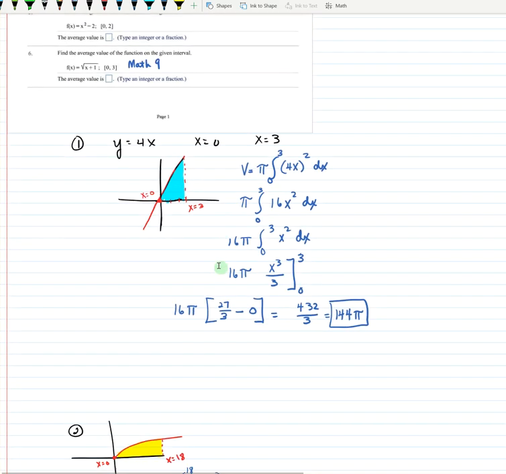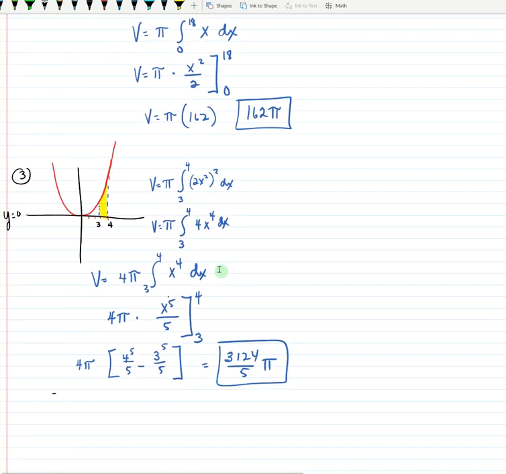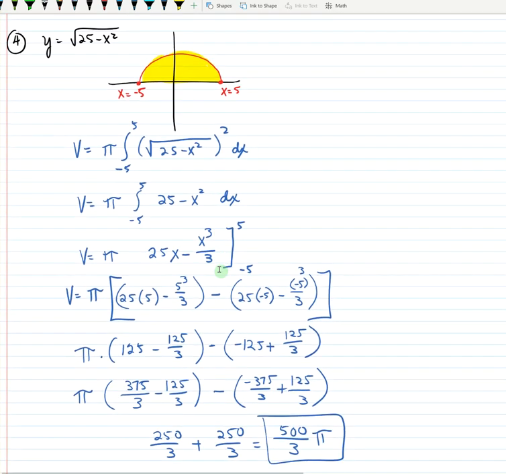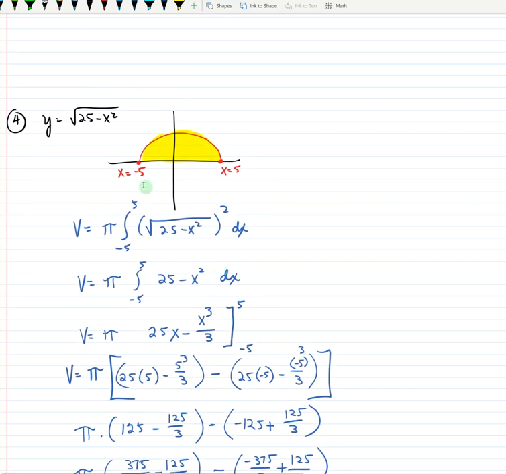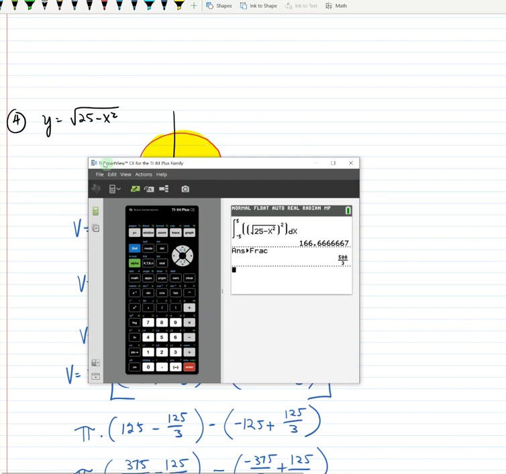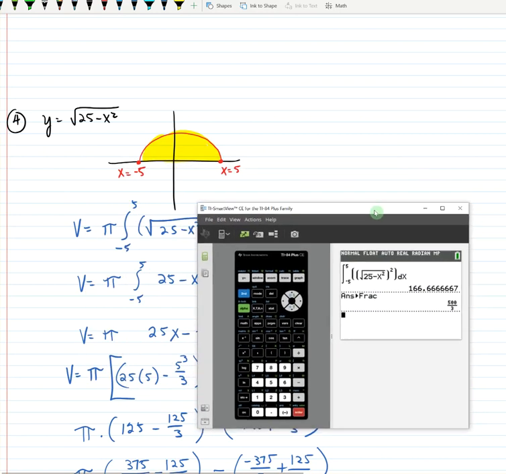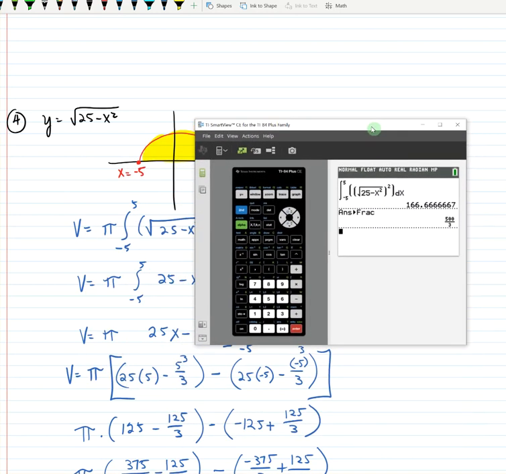So let's go down. I think I want to show you this one on the calculator. It's got a good bit of work, but we're going to do it on the calculator. So here's our function, and we know it's from -5 to 5. So your integral would be V equals pi times the integral from -5 to 5 of this function squared. All right, so I'm going to grab the calculator and bring it up. I already put it in so that we wouldn't take up too much time with that.